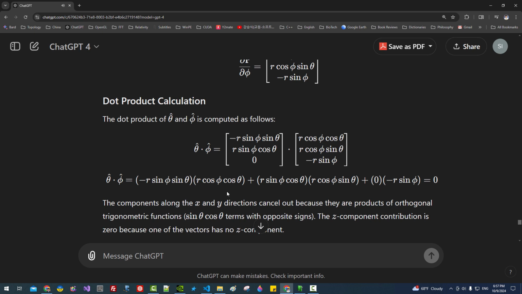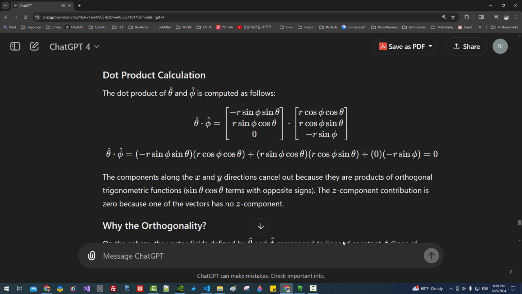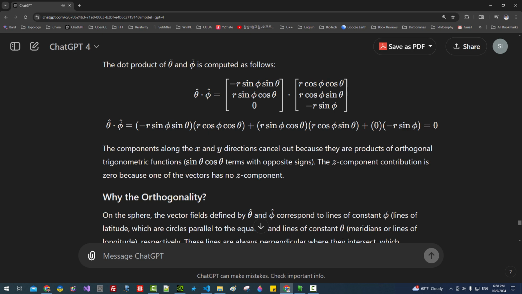The dot product of hat theta and hat phi is computed as follows. Hat theta dot hat phi equals the matrix with entries minus r sin phi sin theta, r sin phi cos theta, 0, dotted with the matrix with entries r cos phi cos theta, r cos phi sin theta, minus r sin phi. This equals minus r sin phi sin theta r cos phi cos theta plus r sin phi cos theta r cos phi sin theta plus 0, which equals 0. The components along the x and y directions cancel out because of the sin theta cos theta terms with opposite signs. The z component contribution is 0 because one of the vectors has no z component.